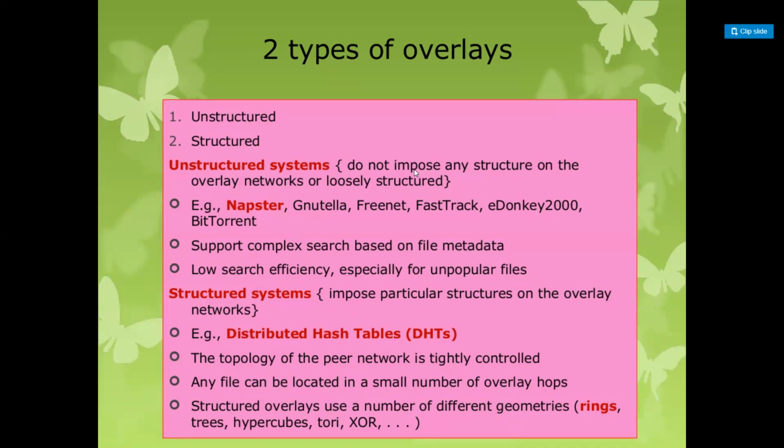Coming to the structured systems, these impose a particular structure on the overlay networks. An example is distributed hash tables. The topology of the peer network is tightly controlled. Here, any file can be located in a small number of overlay hops. The structured overlays use a number of different geometries, that is rings, trees, hypercubes, etc. These are the two types: unstructured overlay and structured overlay.